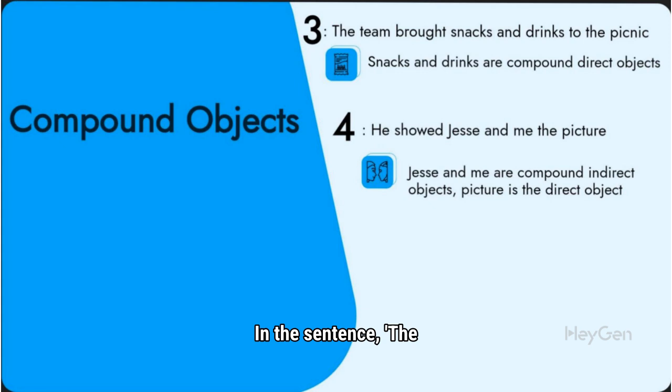In the sentence, "the team brought snacks and drinks to the picnic," snacks and drinks serve as compound direct objects. Similarly, in "he showed Jesse and me the picture," Jesse and me are compound indirect objects, while the picture is the direct object.